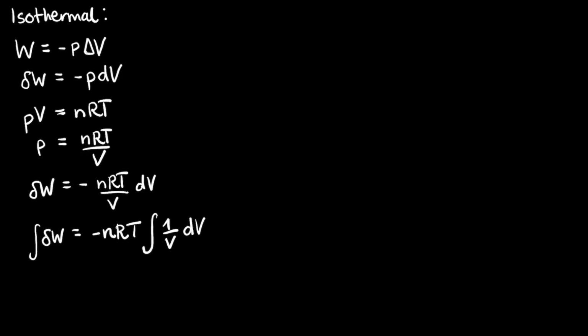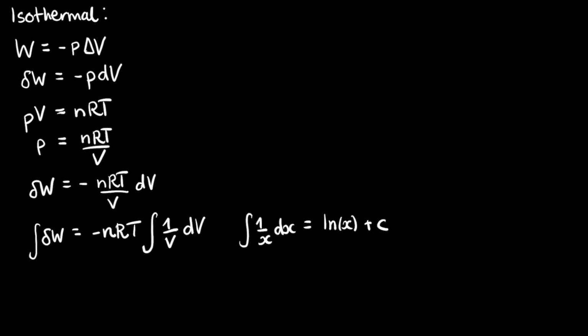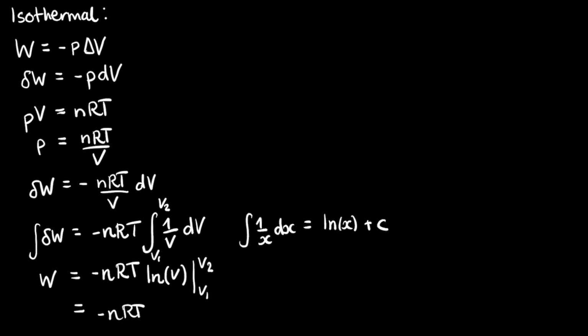Now, if you remember what the integral of that is, the integral of a 1 over x function with respect to x is just simply the log of x plus c. Don't forget the plus c. And so if we integrate both sides, then we're going to get that W is equal to minus nRT. And let's just give these limits right here, so that we're going to go from V1 to V2. Then when we integrate, we're going to get the natural log of V, evaluated from V1 to V2. So we're going to just rewrite that, minus nRT, that's our pre-factor right here. And let's substitute in these limits. So we're going to get the log of V2 minus the log of V1.